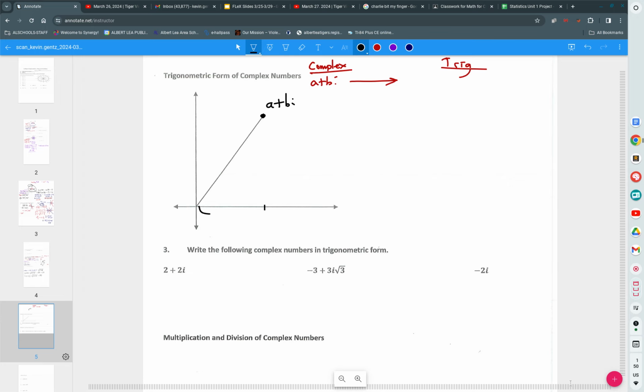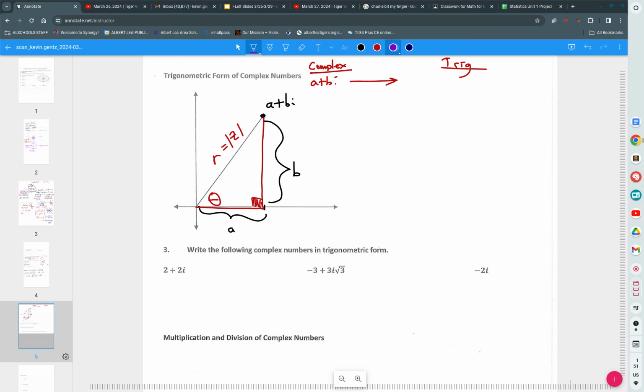I know that I move over a units, and I know I move up b units. We already have that established. But there's a trigonometric connection here as well. After all, this is called a trigonometry class, and trigonometry has to do with right triangles, angles like theta, and radius values, which in this case we know is also the absolute value of z. Those two happen to be the same. So let's turn this into trigonometric form.